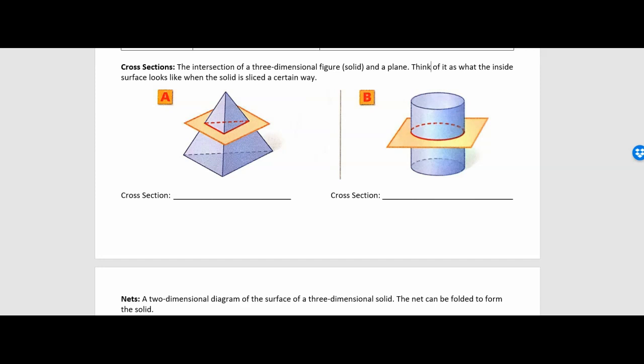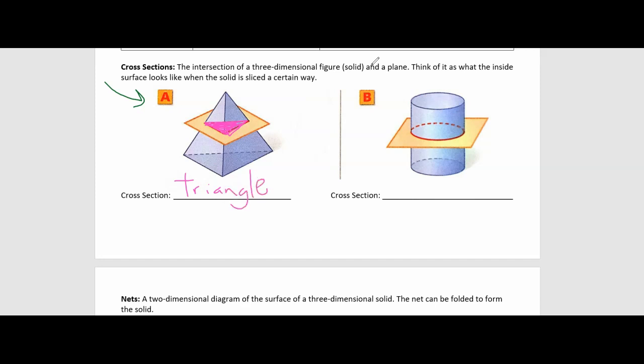So pretend you just take a knife and slice through your solid and kind of open it up. Well, the cross section is the plane, the two-dimensional surface that you see when you open it up. If I slice this triangular pyramid parallel to the base, I'm going to end up seeing a triangle inside. In this case, that would be the cross section, a triangle.